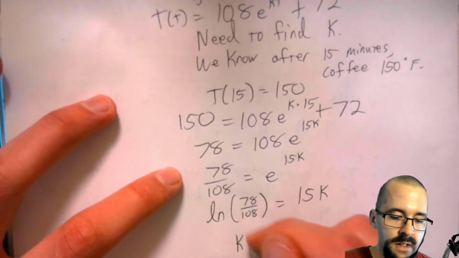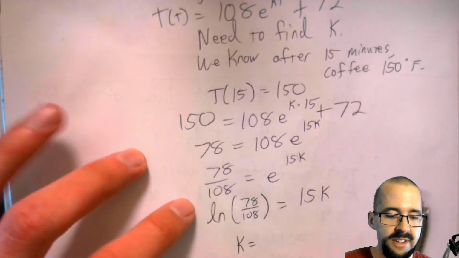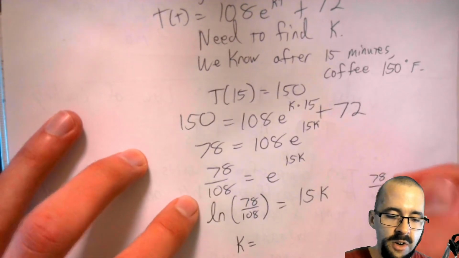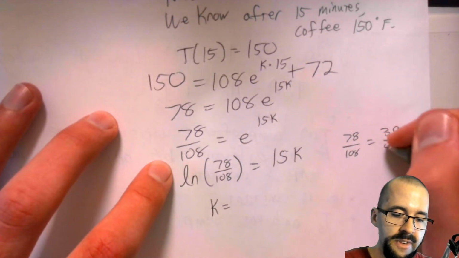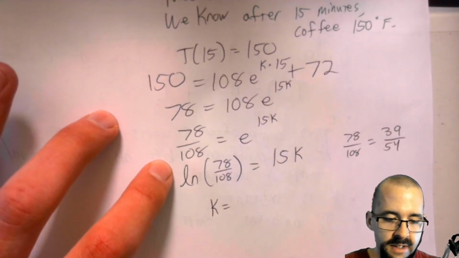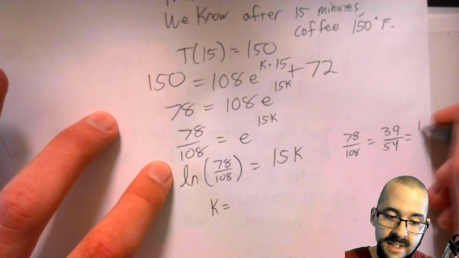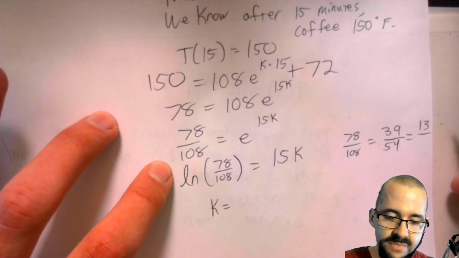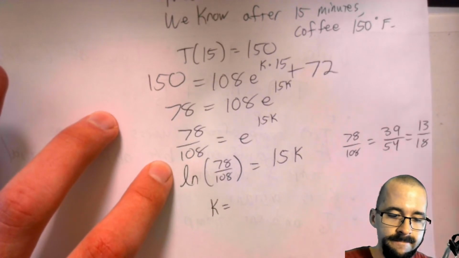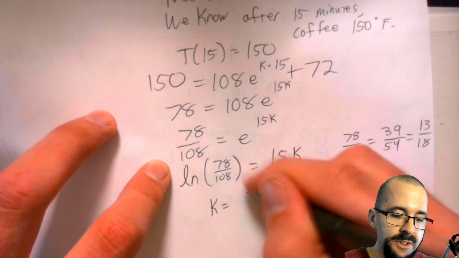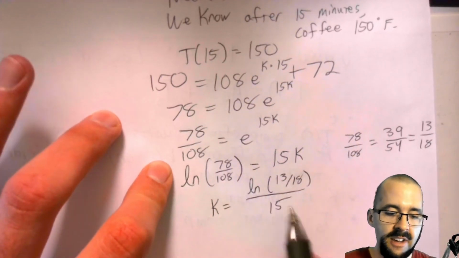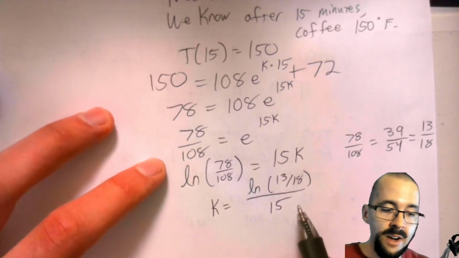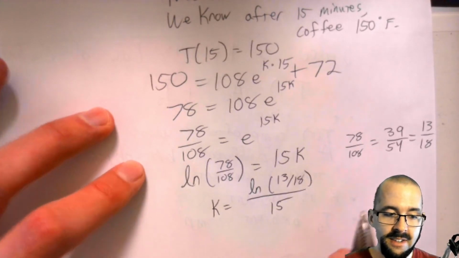All right. And actually, let's simplify this, right? 78 over 108, they're both divisible by 2. That's going to be 39 over 54. Both divisible by 3. That's 13 over 18. So k is going to be the natural log of 13 over 18 divided by 15. This is our k value. And we now have our formula.